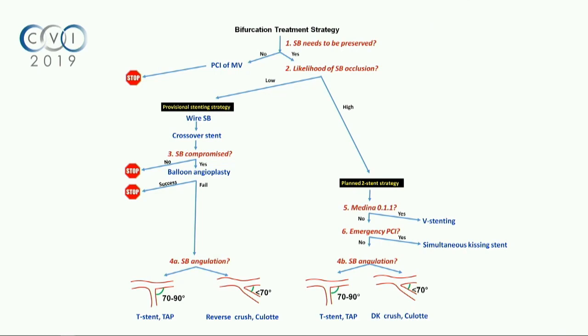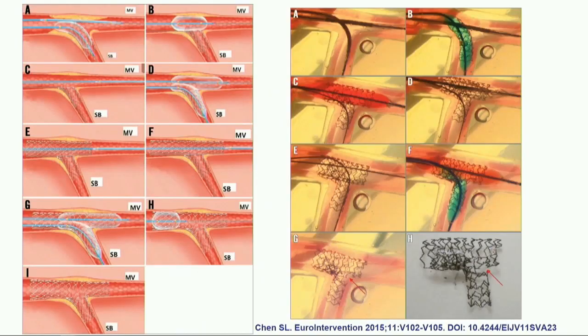And the most common controversy there is, do you use the DK crush or use the culotte? I think the mini crush, the crush, those techniques have really gone away. And this is the illustration of the DK crush, which I'm not going to go over in detail, but double kiss crush is a complex technique.